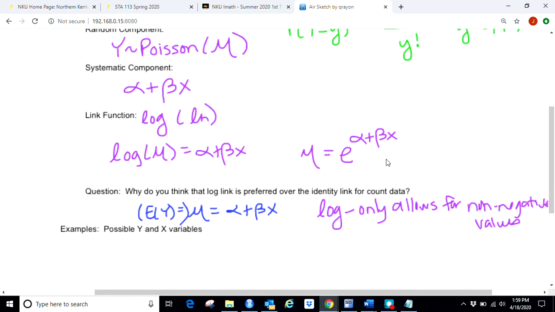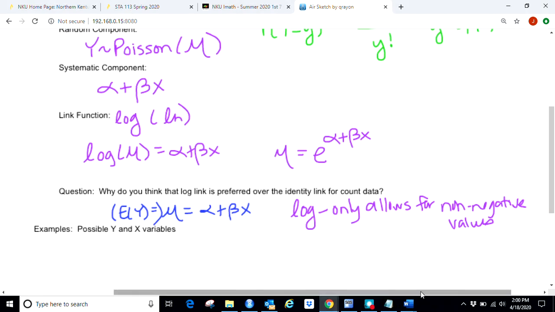Now, thinking ahead, since we're going to be using a sample of data to make our decision, keep in mind that what we're really going to have is a mu hat function that's going to be e to the alpha hat plus beta hat times x. When we actually use a sample to estimate it, we're going to have those hats on all of our Greek letters there.